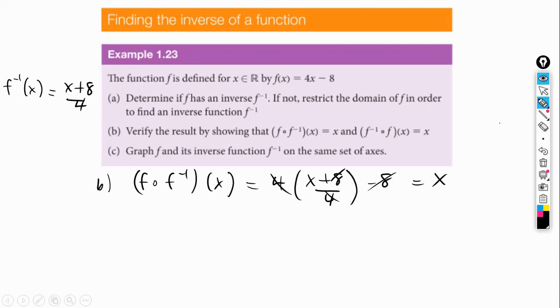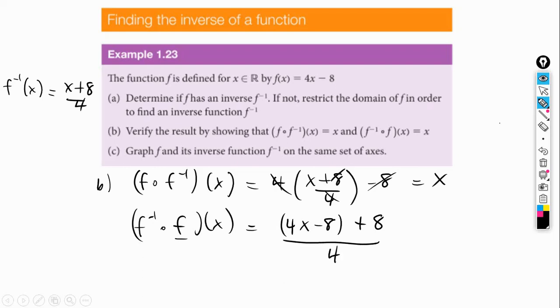Now we have to do the opposite, so we're going to do the composition of the inverse of f with f, and that means plugging f into its inverse. So that would give us (4x minus 8 plus 8) divided by 4. And this is also obviously going to give us x. How so? Well, first we can add this, and that gives us 0. And then 4 divided by 4 is 1, and we end up with x. So this verifies the result.